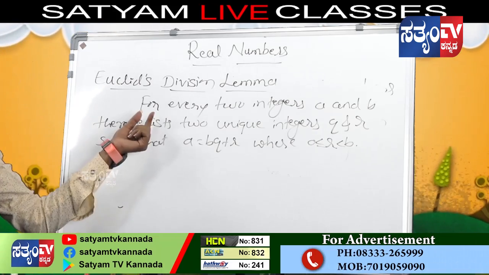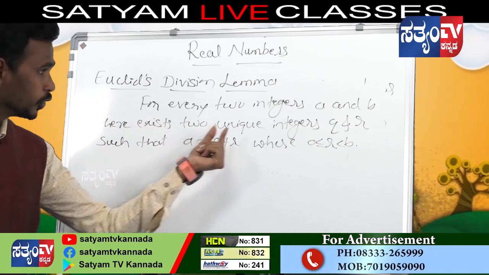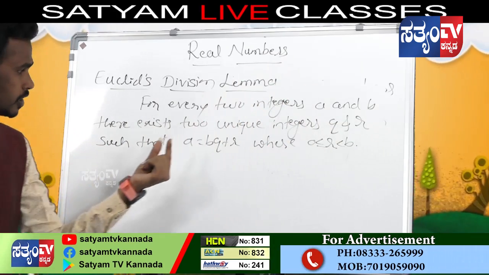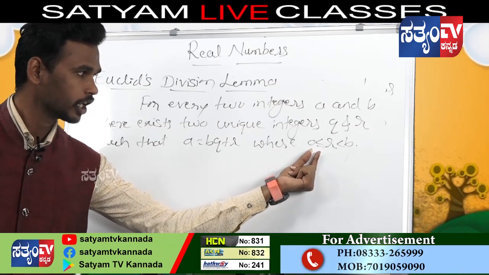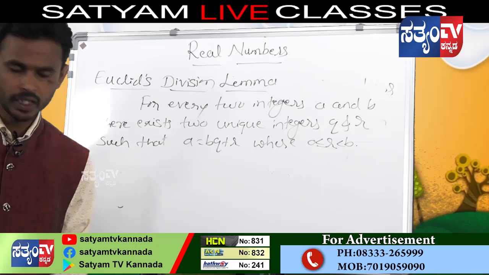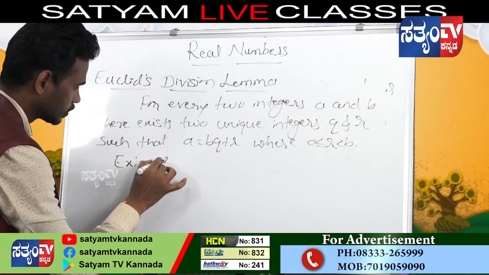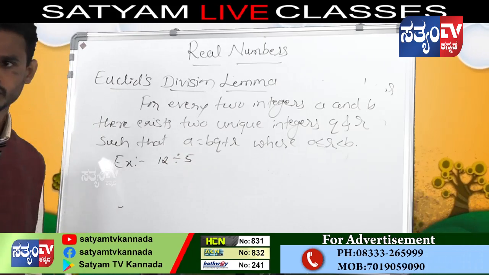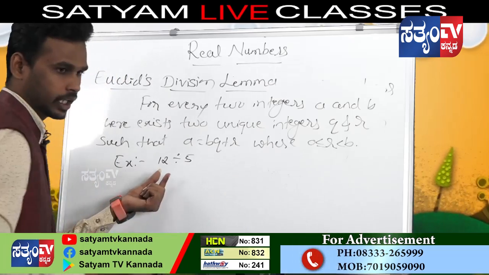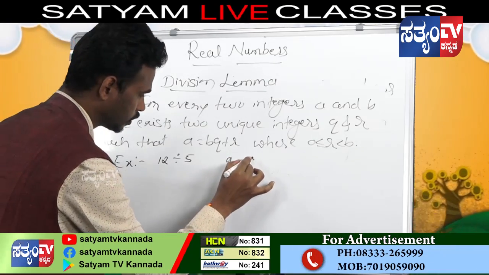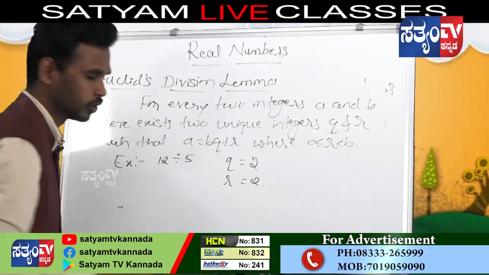So it says that for every two integers a and b, there exist two unique integers q and r such that a is equal to bq plus r, where 0 is less than or equal to r is less than b. Just take an example, 12 divided by 5. If you divide this, you will get quotient as 2, because 5 2s are 10, and remainder as also 2.